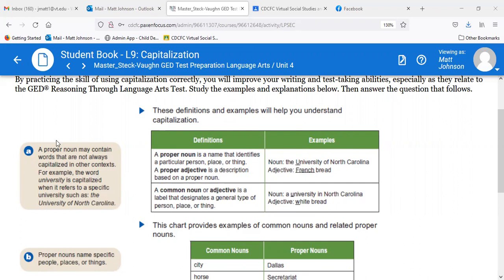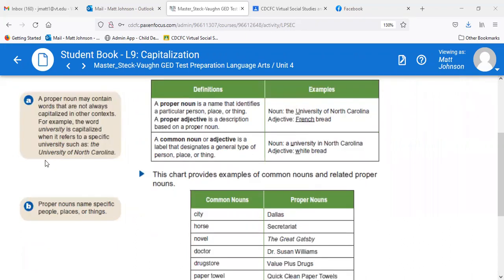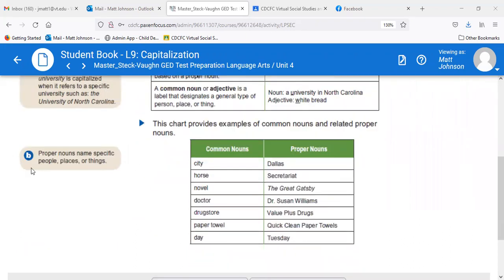And in the corner over here, it says a proper noun may contain words that are not always capitalized in other contexts. For example, the word university, like we just said, is capitalized when it refers to a specific university, such as the University of North Carolina. And down below, proper nouns name specific people, places, or things, just reiterating that idea.